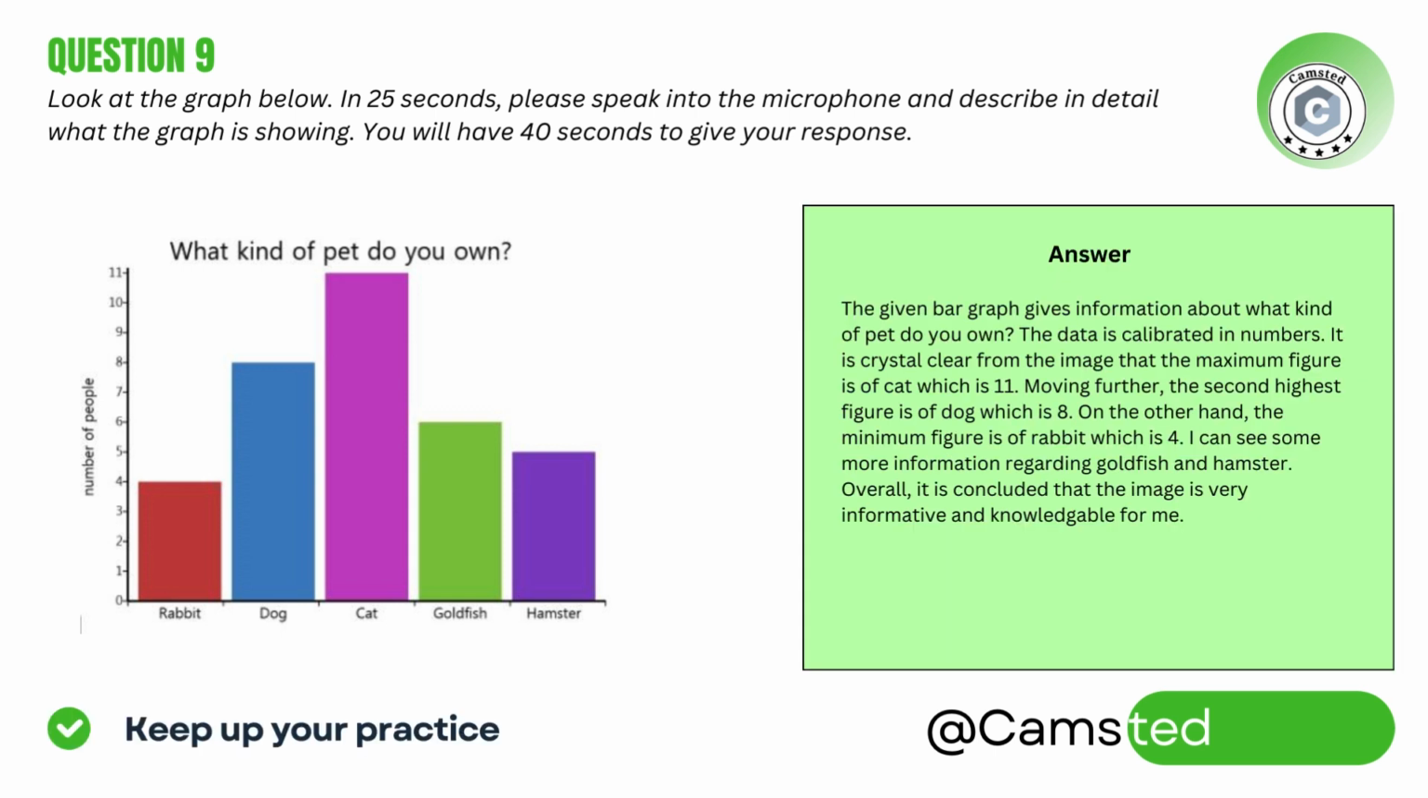The given bar graph gives information about what kind of pet do you own. The data is calibrated in numbers. It is crystal clear from the image that the maximum figure is of cat, which is 11. Moving further, the second highest figure is of dog, which is 8.